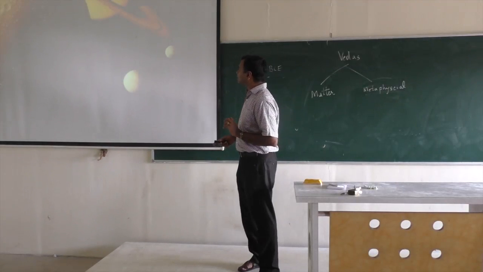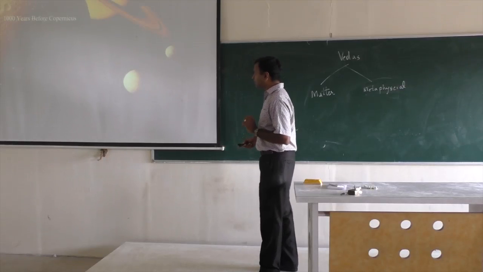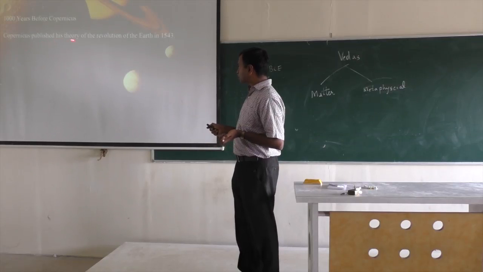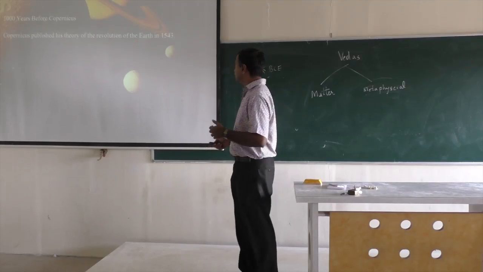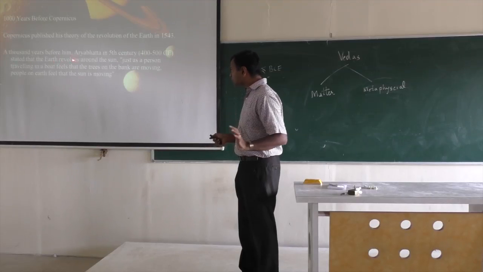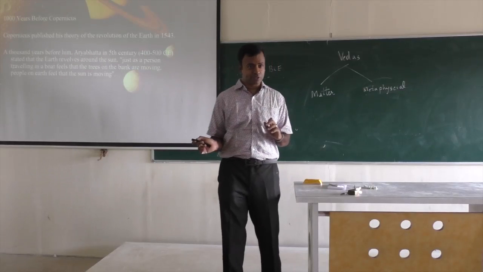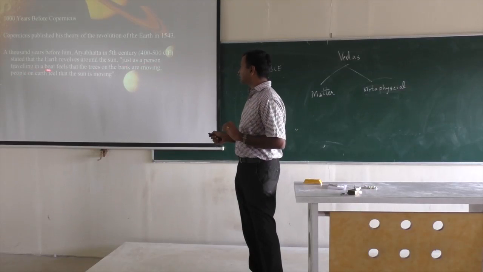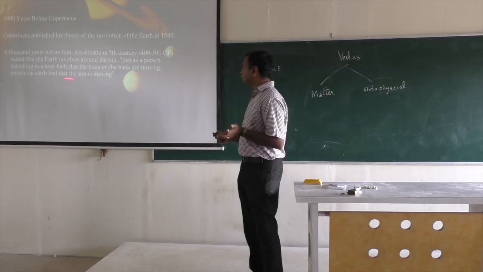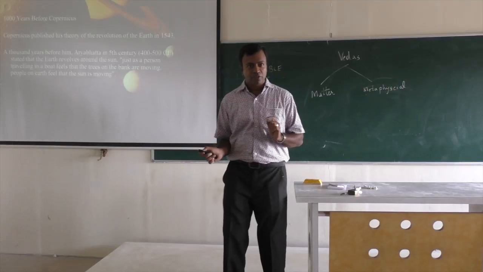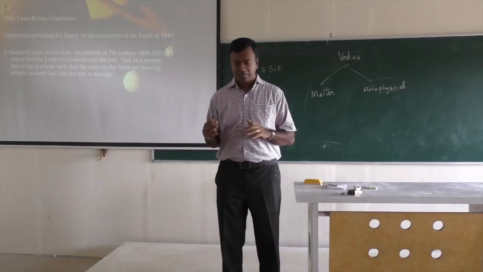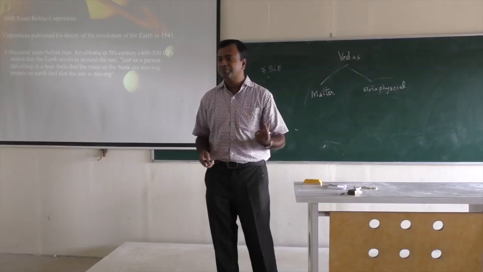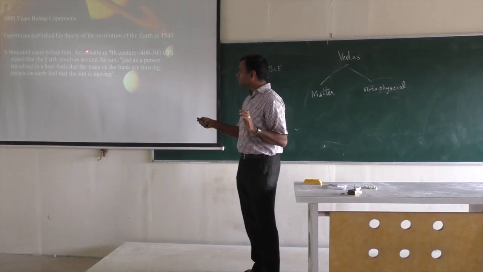Yeah, so now some more things in astronomy. Copernicus published his theory of revolution of Earth, right, in 1543. 1,000 years before him, Aryabhatta, who is again an Indian astronomer, his writings are there, in the 5th century. He says that the Earth revolves around the sun, just as a person traveling in a boat feels that the trees on the bank are moving, people on the Earth feel that the sun is moving. So this is written by Aryabhatta 1,000 years before Copernicus, who is actually credited with the idea that the Earth moves around the sun. And these guys don't say that they invented it.